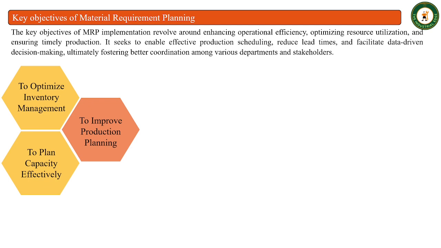MRP assists in creating efficient production plans that align with demands, capacity, and resource availability, leading to smoother production processes and reduced lead time. The fourth key objective, to minimize work in progress. By synchronizing production stages and material flows, MRP reduces excessive work in progress inventory and production bottlenecks.